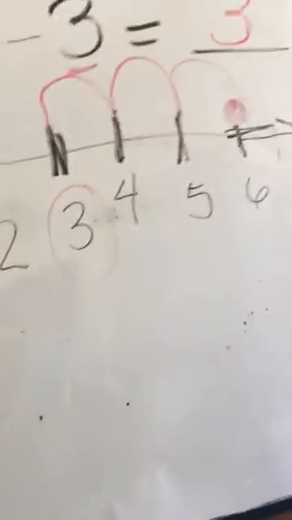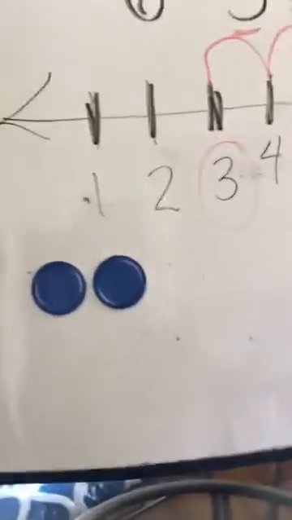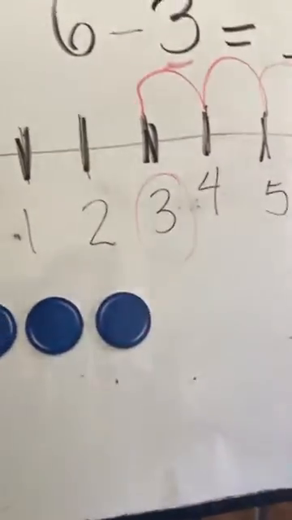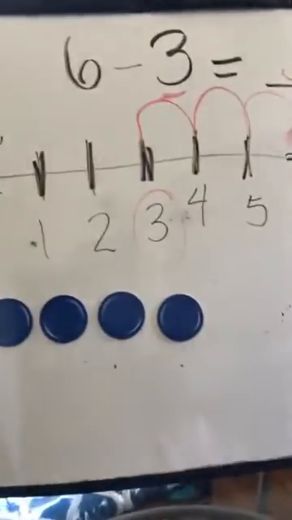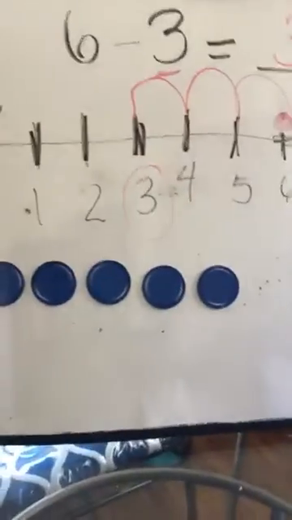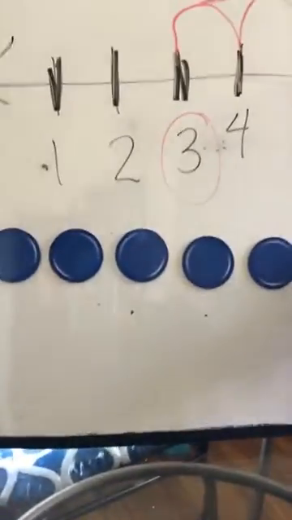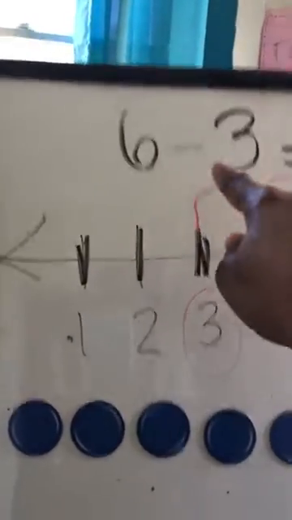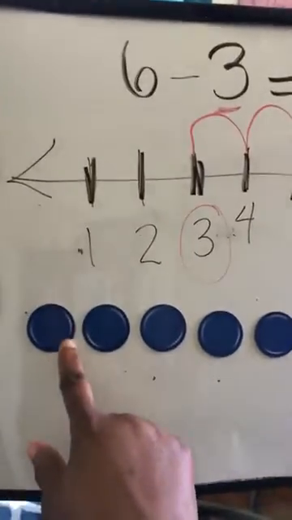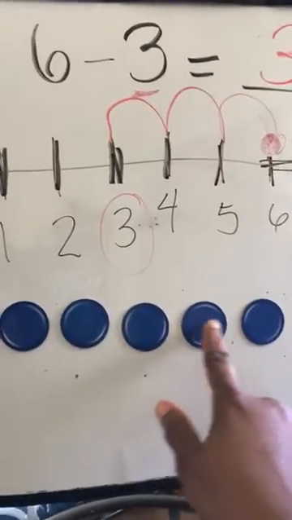So I got some more manipulatives on the table. Actually, I'm going to use some magnetic ones. So how many am I going to begin with? The whole is 6. So I'm going to add 1, 2, 3, 4, 5, and 6. It says 6 minus 3. 6 take away 3. So I have 6. Let me count them to make sure. 1, 2, 3, 4, 5, 6.